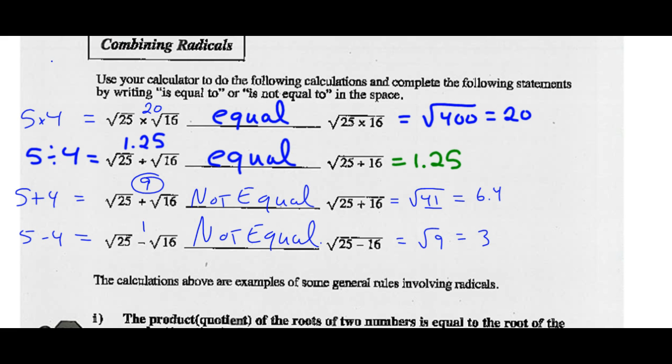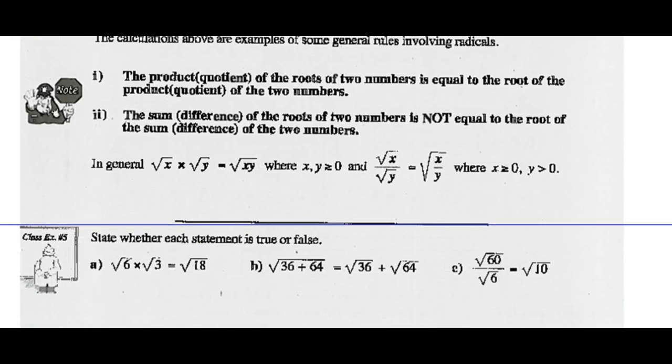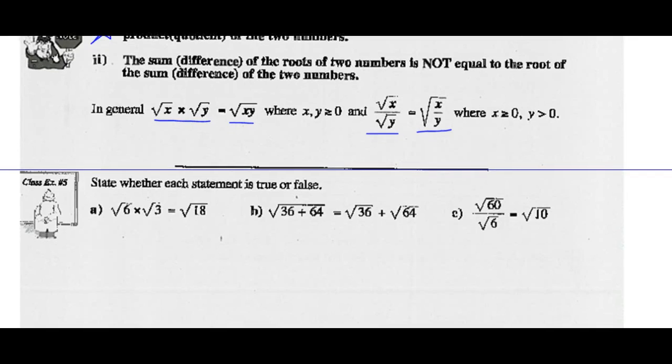All right. So the calculations above are examples of some general rules involving radicals. The product or quotient of the roots of two numbers is equal to the root of the product or quotient of those two numbers. In other words, square root x times square root y is the same as saying square root x times y. Or you can do the quotients. Radical x over radical y is the same as saying the square root of x divided by y. That's what this statement says. Part 2 says the sum or difference of the roots of two numbers is not equal to the root of the sum or difference of the two numbers. So it only works for multiplying and dividing.